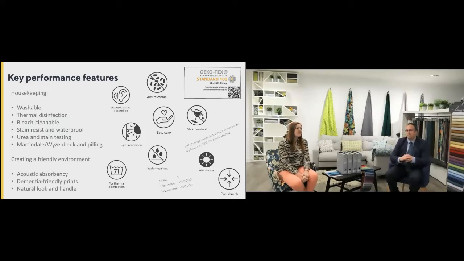Some of the bizarre and garish things that you can get away with in, say, a boutique hotel are not going to be the same. You're not going to be looking at the same kind of things in a care setting. It's just not going to go down. It's not. So we look at all those things.